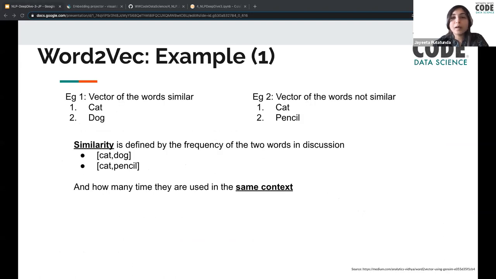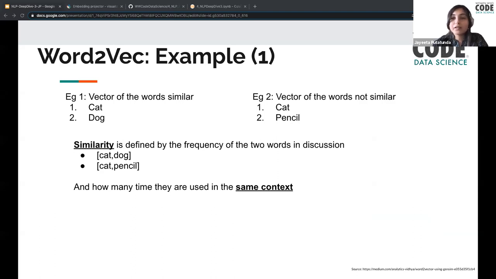So let's look at some examples here. Say for example, we have a few words. The vector of the word cat is very similar to the vector of the word dog, right? Because they kind of fall in the same domain. They are both animals. They are both good pets. So there are a lot of common points that bind them together contextually. But the vector for pencil will be kind of different from the vector for cat. They are both things that we have around, but they're not necessarily from a similar domain.